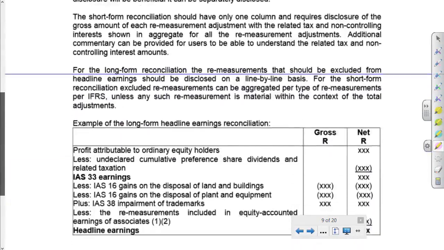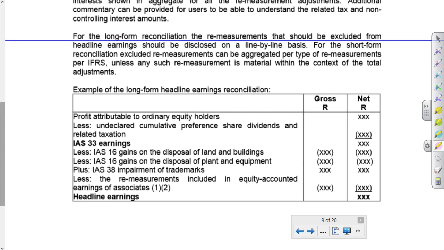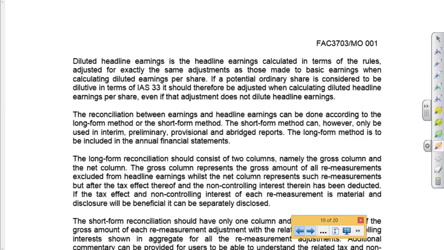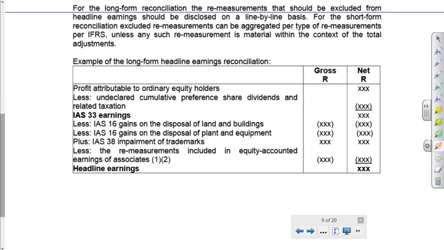is disclosed in one of two ways. The long form or the short form. Here's the short form. In essence, the difference between long form and short form has to do with tax. Yeah? Has to do with the net of tax number. So all they do is that when they give you an adjustment, so they say to you, impairment of this, it's gross, isn't it? They're not going to give you a net number. So you have to take the tax off.